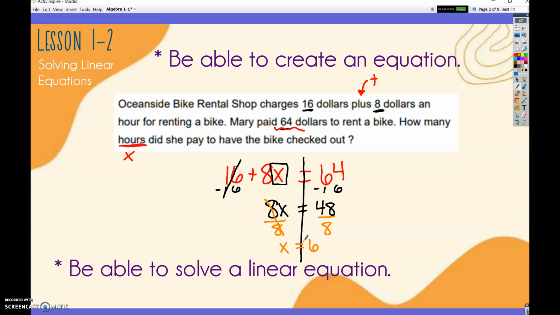By solving this equation, we've answered the question of how many hours Mary rented the bike for. We would say she rented it for 6 hours.